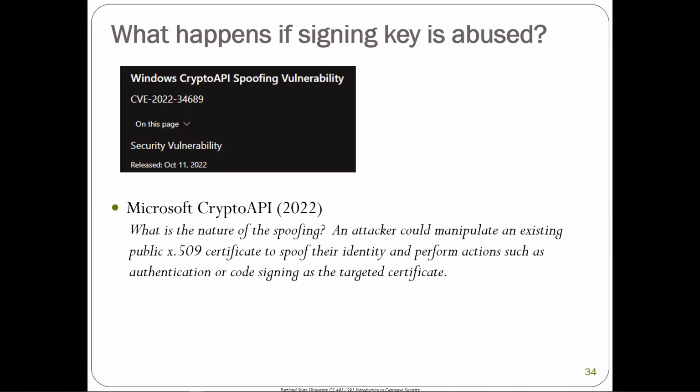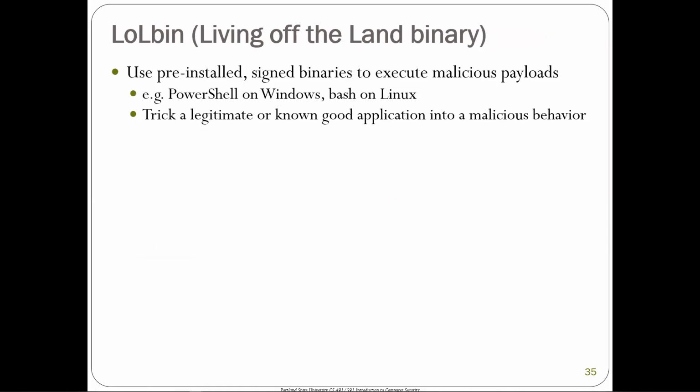The other mechanism is the LOLBin mechanism, which stands for living off the land binary. You're basically going to use pre-installed signed binaries to execute malicious payloads. Examples of this would be to hijack bin bash or PowerShell on Windows, because all of these things are allowed to run. Those are trusted.